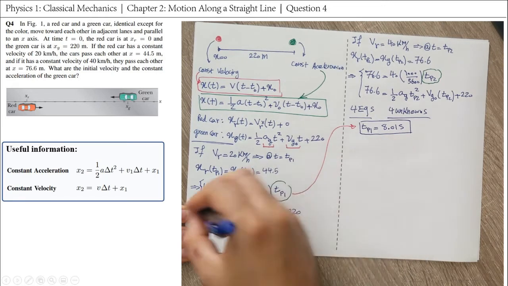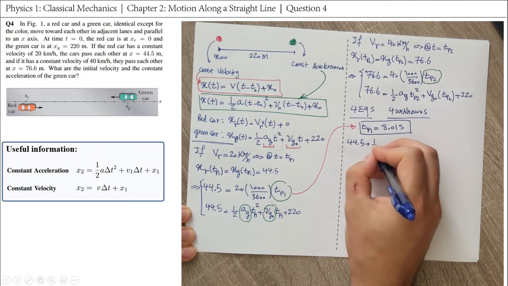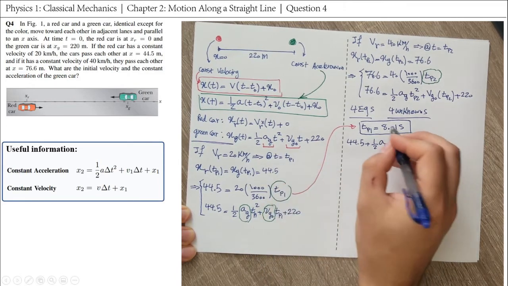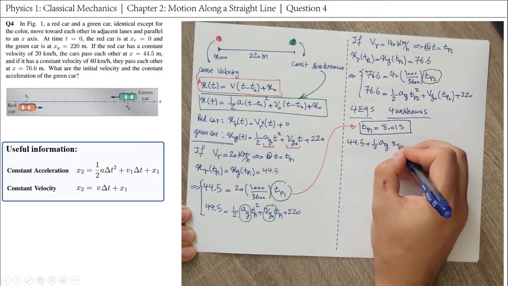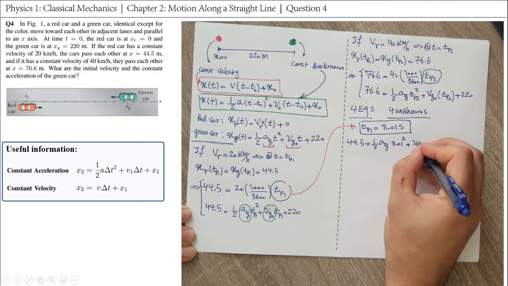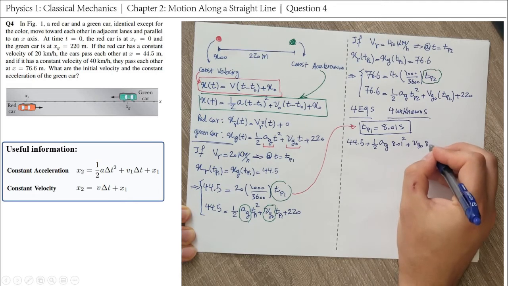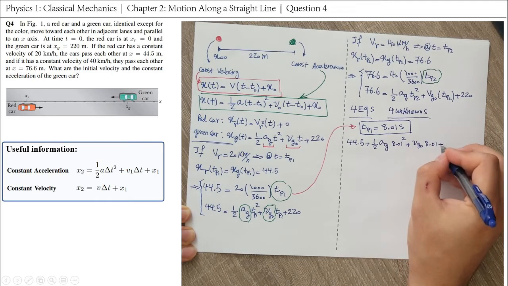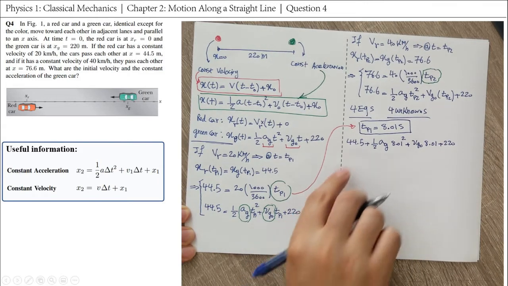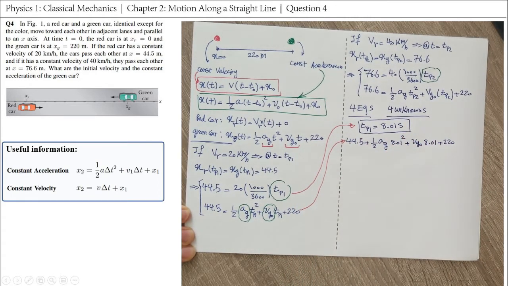if I just plug it here, it's gonna be 44.5 plus 1/2 AG. Instead of TP1, now I can write 8.01 squared plus VG naught, which is again unknown, times TP1, which I've obtained here, 8.01 plus 220, okay? Let's just leave it as it is right now. So this equation will turn into this equation by using this.